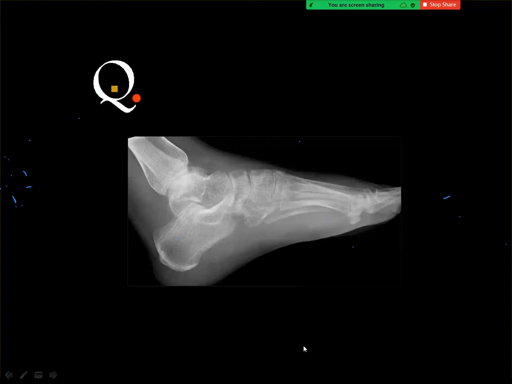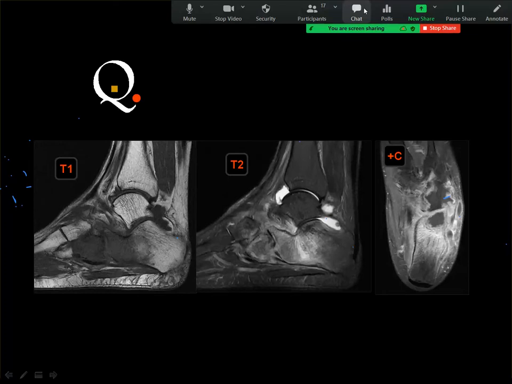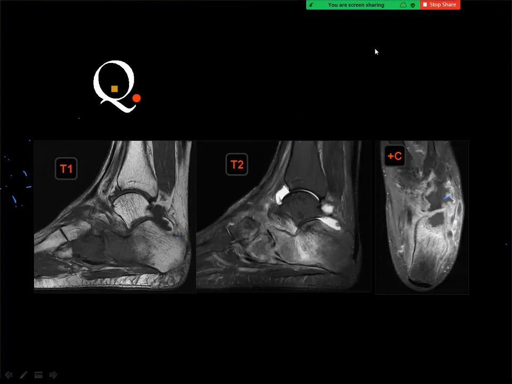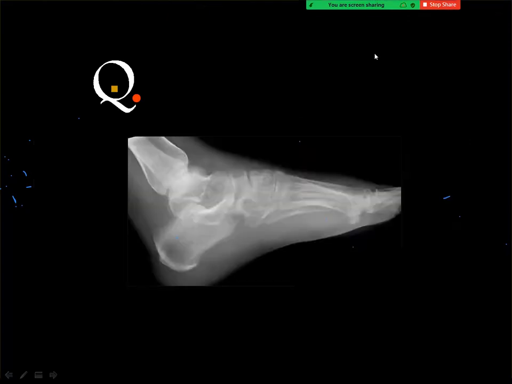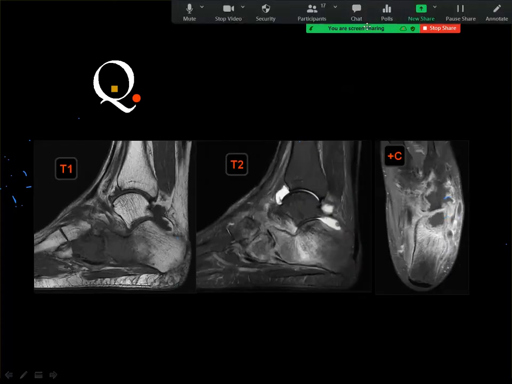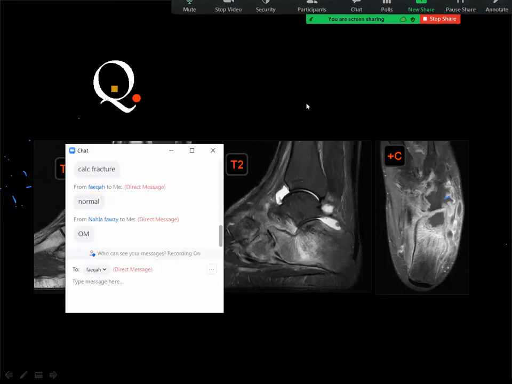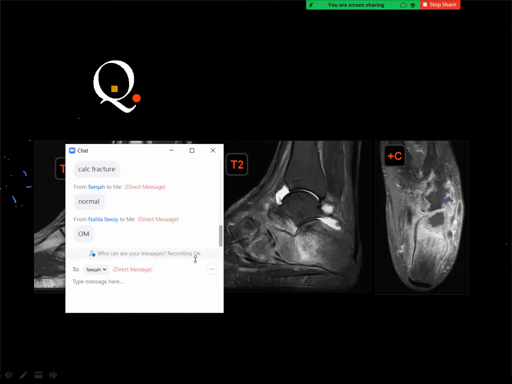Then this is the MRI of the same case. This is T1 and T2 and T1 post contrast with fat suppression. What do you think? Osteomyelitis, good answer. Any other possibilities?